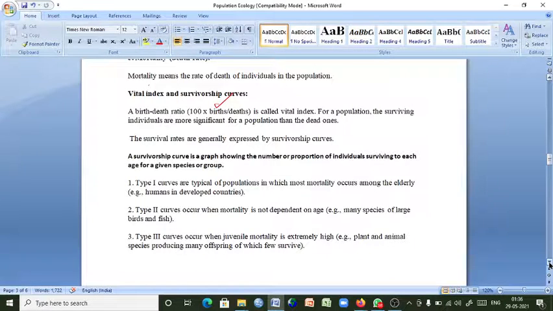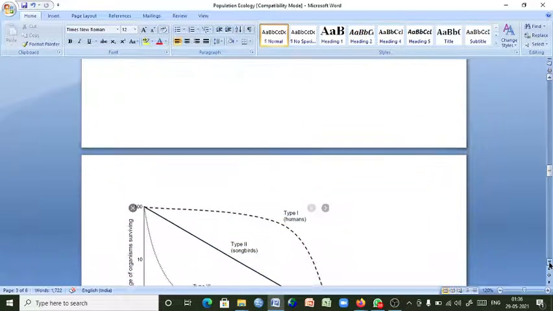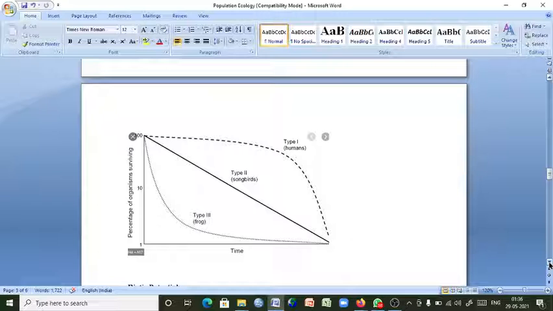If we develop the curve like this, the y-axis indicates the percentage of organisms surviving, and the x-axis indicates the time or age group. The type 1 curve, this one, is the most convex one. They show a late reproductive episode in their life. They are much more stable. They can withstand environmental fluctuations. They can maintain their biotic potential much more effectively, and are represented by humans.